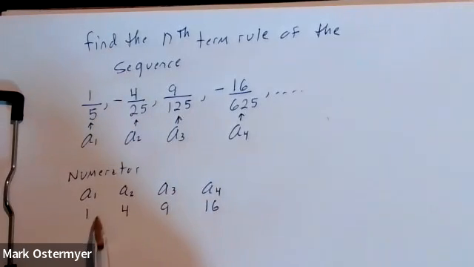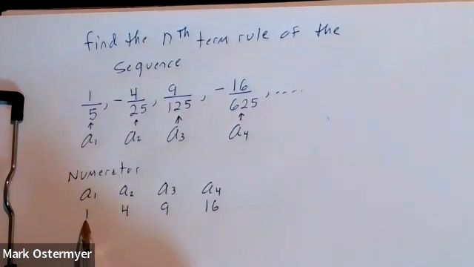So we ask ourselves, what would we do with this index of the term in order to actually generate the numerator value? In other words, what would you do to 1 to get 1? What would you do to 2 to get 4? What would you do to 3 to get 9? What would you do to 4 to get 16?